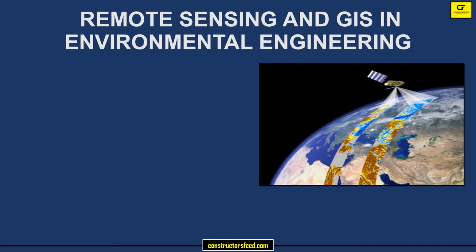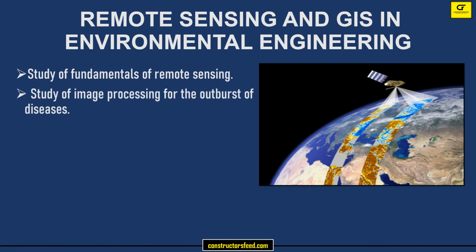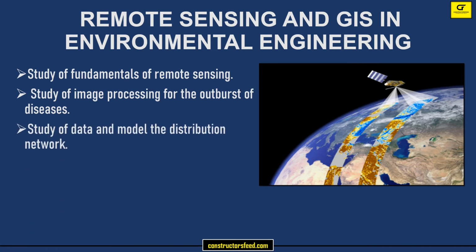Remote sensing and GIS in environmental engineering. Study of fundamentals of remote sensing. Study of image processing for the outburst of diseases. Study of data and model the distribution network. Study of satellite images for epidemic studies. These are the reference books.